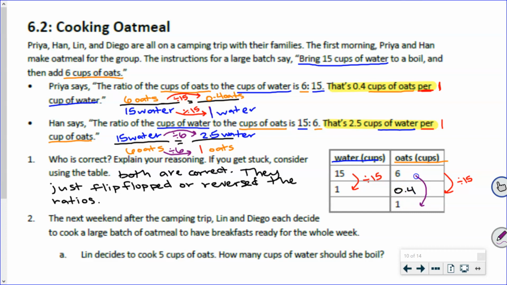How does a 6 change to a 1? By dividing by 6. So what should I be doing here with this 15? The same thing. Let's divide by 6. And 15 divided by 6, again, we've already done this calculation. 15 divided by 6 is 2.5.